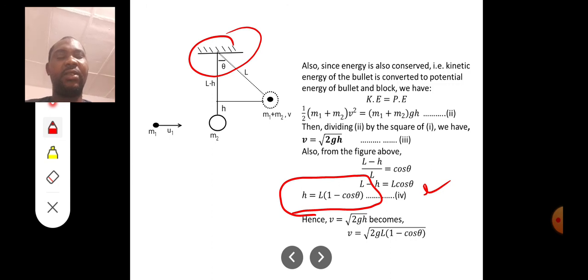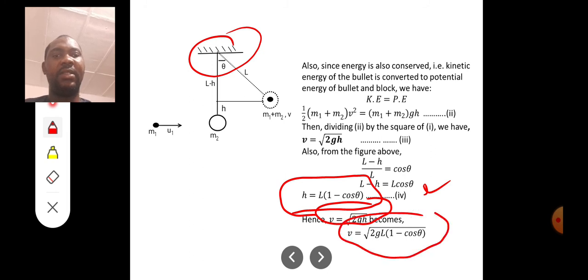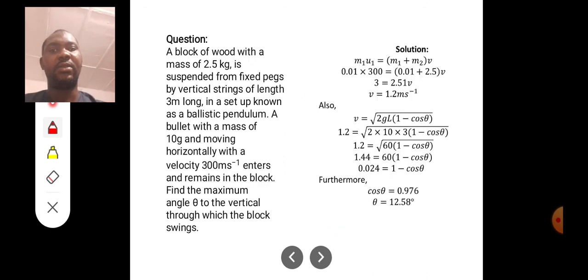So if we now substitute that value for h into velocity v, okay, what are we going to get? We're going to have 2gh becomes 2gL into (1 minus cos theta). So when you're asked to find the velocity of a pendulum, this is the formula we use. Square root of 2gL into (1 minus cos theta).